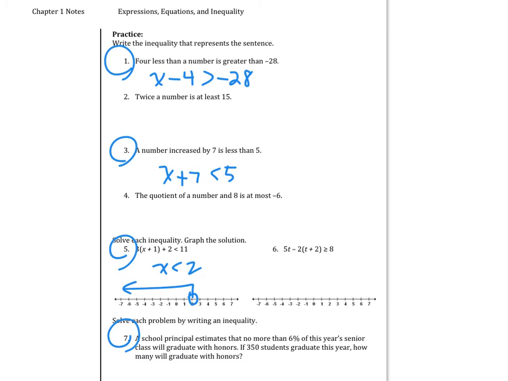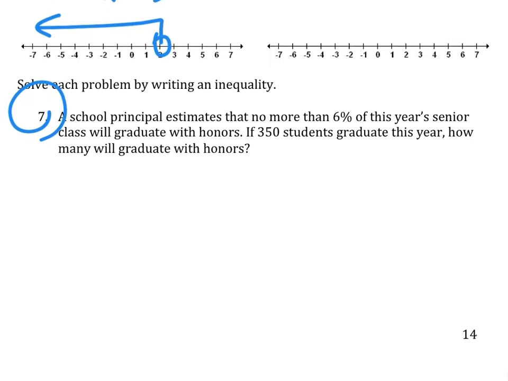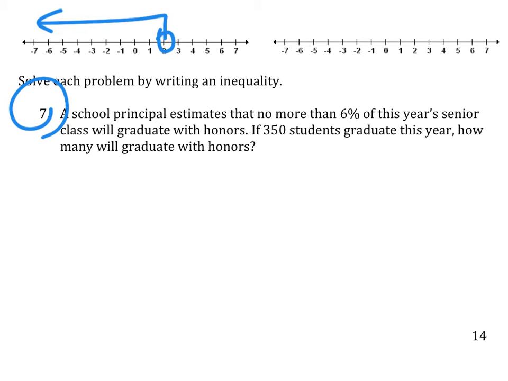I think a lot of people usually get stuck on number 7, so let's really quickly help you out. So it's a different kind of word problem from the one I had just showed you. But it's kind of the same idea. You just need to translate this problem into some kind of mathematical equation. Okay, so a school principal estimates that no more than, all right, kind of keyword here, no more than 6% of this year's senior class will graduate with honors. If 350 students graduate this year, how many will graduate with honors? Okay, how many will graduate with honors is what we're looking for, so that's kind of the X.